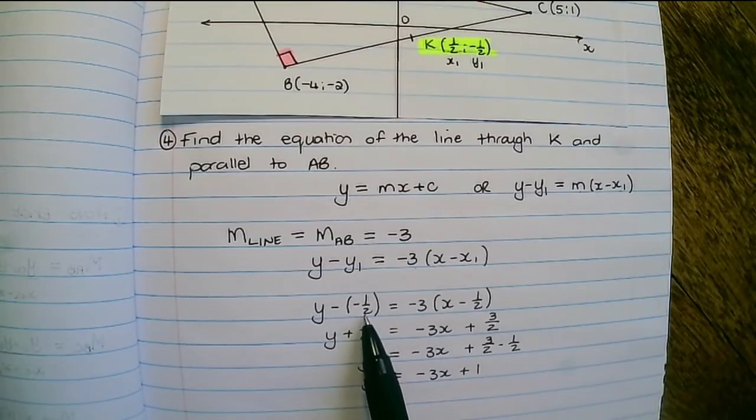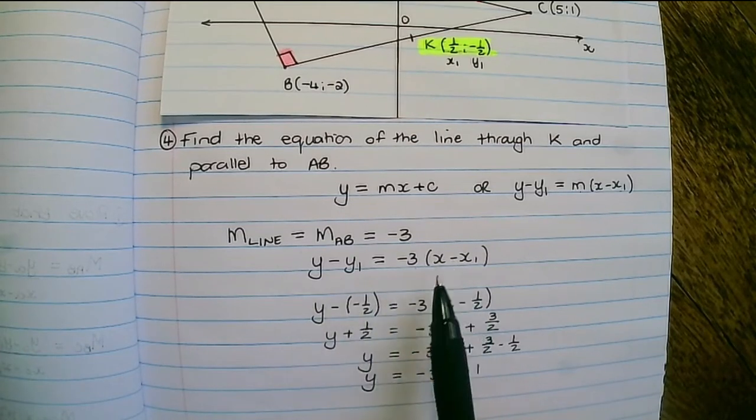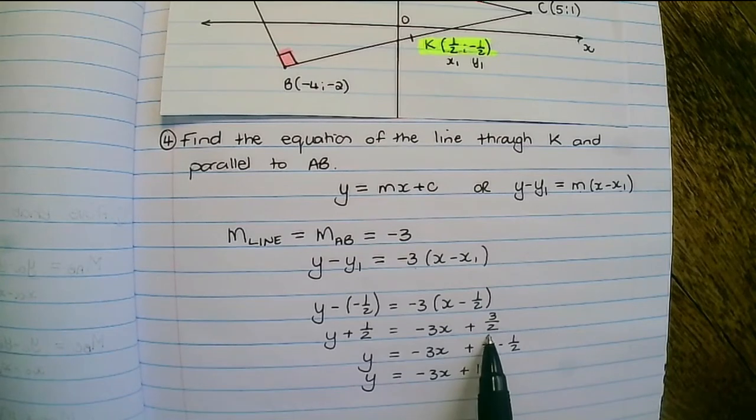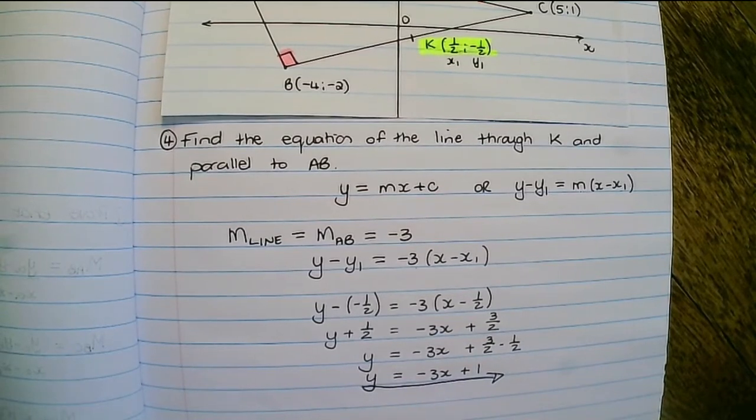So I substitute the y and the x coordinates of k into this equation. Then I multiply out and simplify. And therefore, the equation of the line parallel to AB through k is y equals -3x plus 1.